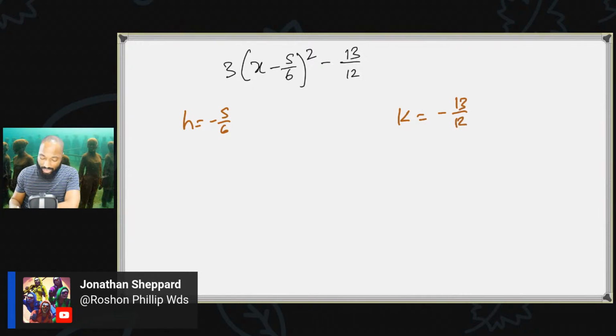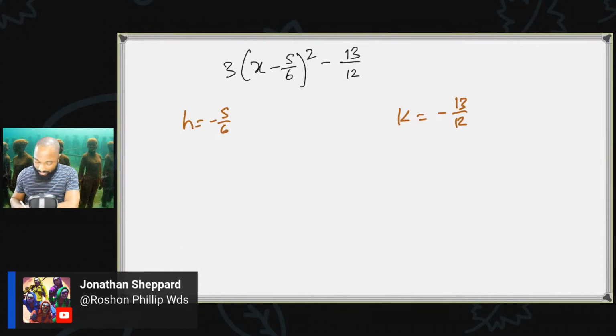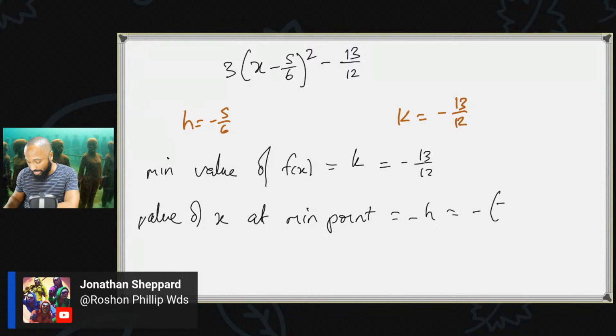So the minimum value, what's the question? Minimum value of f of x is k, or of y of f of x is equal to k is equal to negative 13 and 12. The value of x at the minimum is negative h, which is equal to negative 5 and 6. Just switch the sign, which is equal to 5 and 6. This is at least the third time we're doing this today. Are they catching the hang of it?